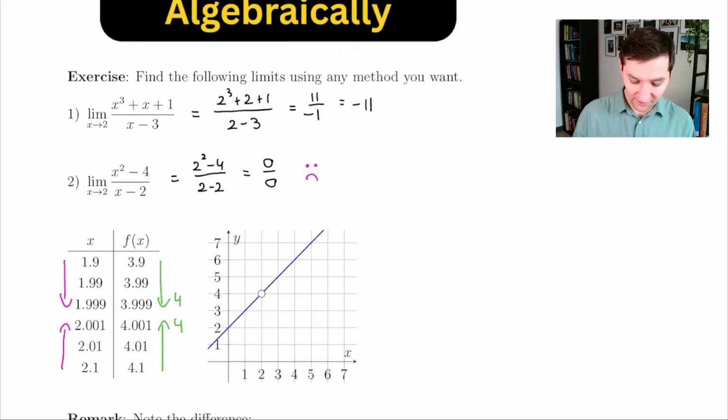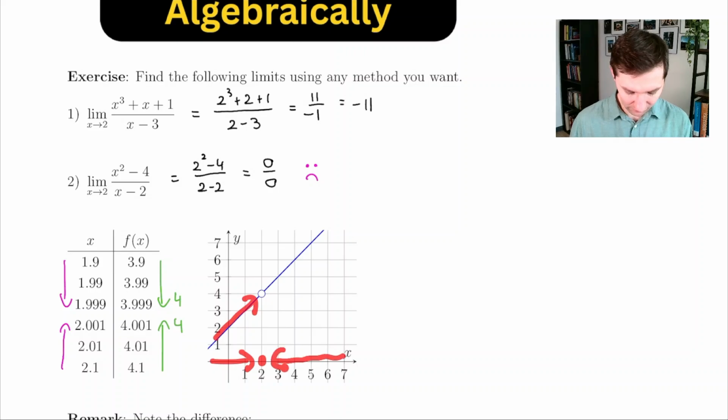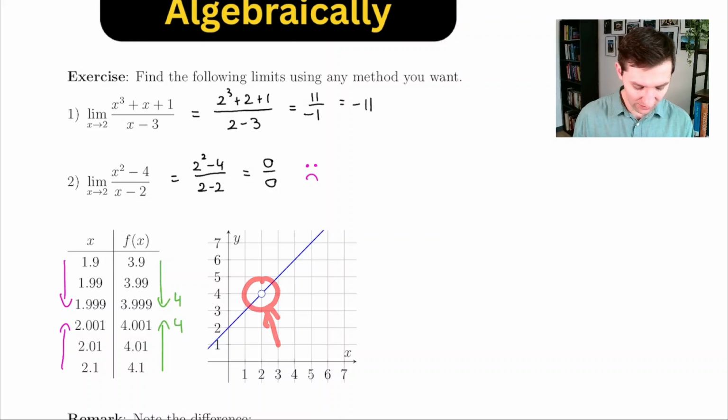Note that the graph says the same thing. As x's get closer and closer to 2 from the left, the values of the function get closer to 4. As x's get closer and closer to 2 from the right, the values of the function get closer and closer to 4. Note that it makes sense that there is an open dot here. The function x squared minus 4 divided by x minus 2 is not defined at 2. Even though it's not defined at 2, it appears that the limit of this function at 2 is 4.